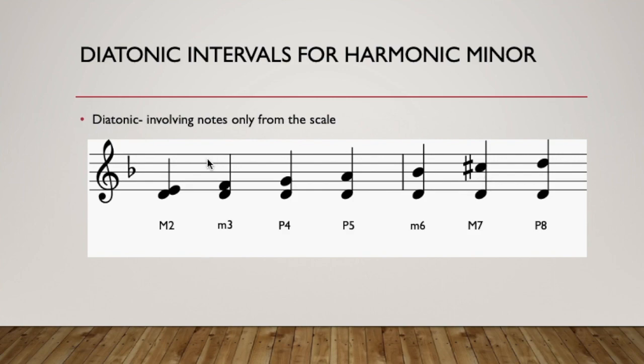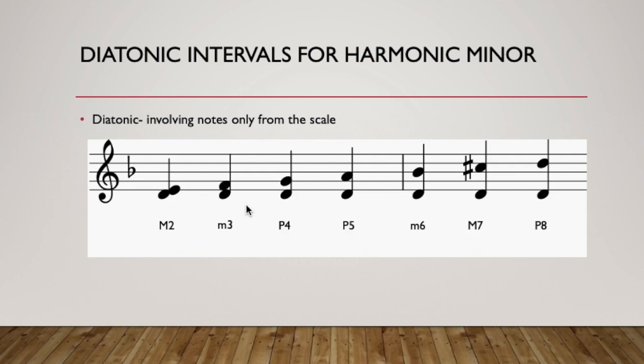So remember when we were in a major key, we had all major intervals except for the perfects. Now we've got a minor 6th and a minor 3rd that arise. Note how perfect 4th, perfect 5th, and perfect 8th are still the same between the minor and the major keys. So this is useful if you're trying to figure out what kind of an interval you're looking at.